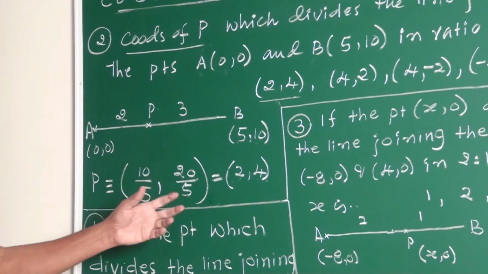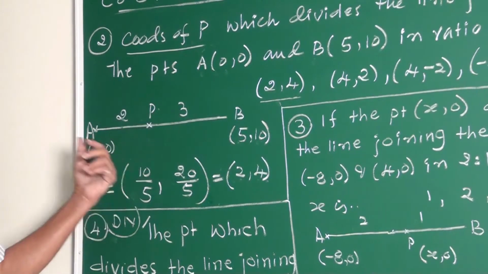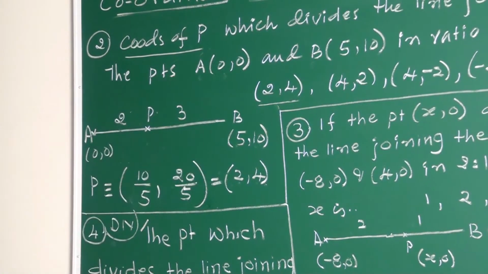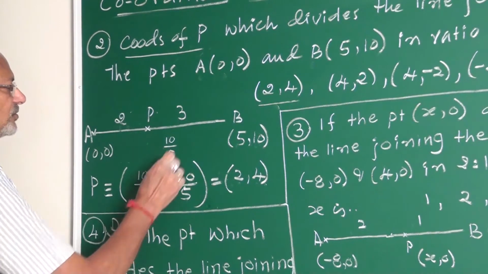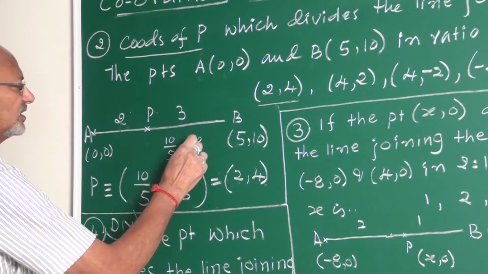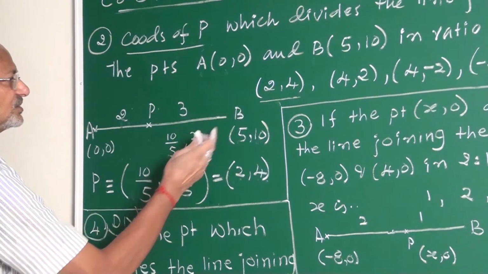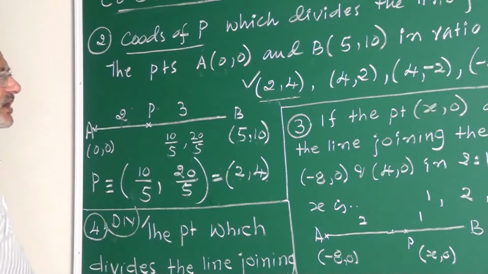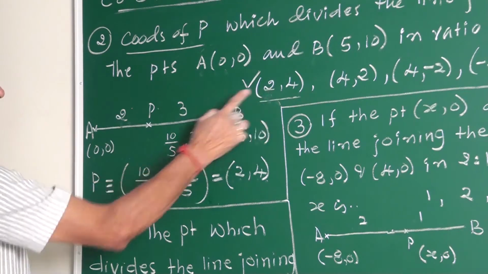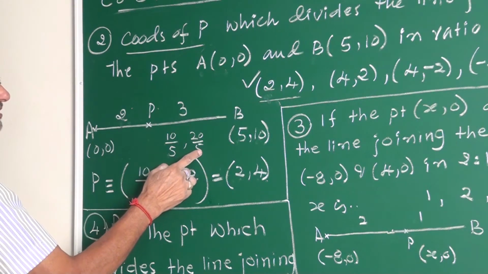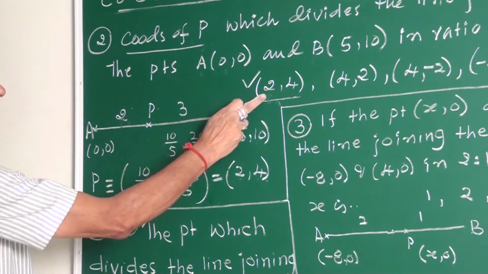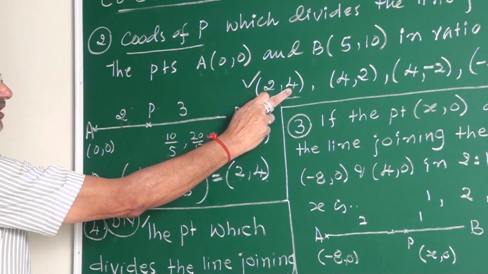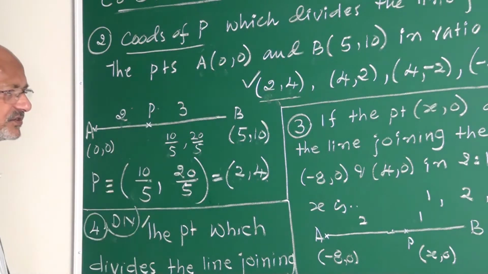An intelligent student doesn't write anything here itself. 10 divided by 5, and this is 20 divided by 5. No need to write all this. In a time-bound exam, you have to write directly. 2 into 5 is 10, upon 2 plus 5, which is 5, comma, 2 into 20 divided by 5, which is 4. With the 2, this is the only option, my friend. If you write this, don't go for the y coordinate. If the x coordinate is 2, 10 by 5 is 2, mark the first option. Don't try to find the second option. I hope it's clear, my friends.